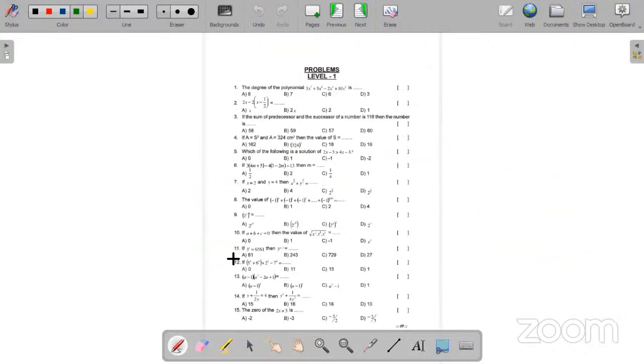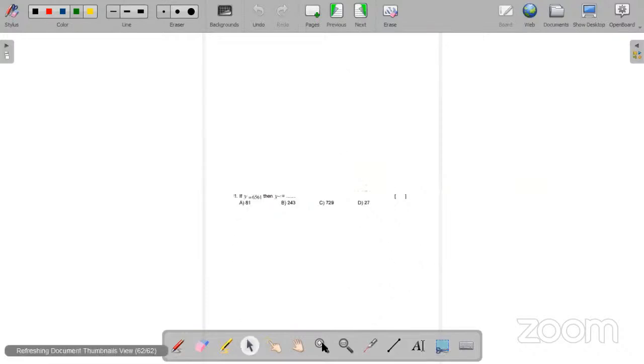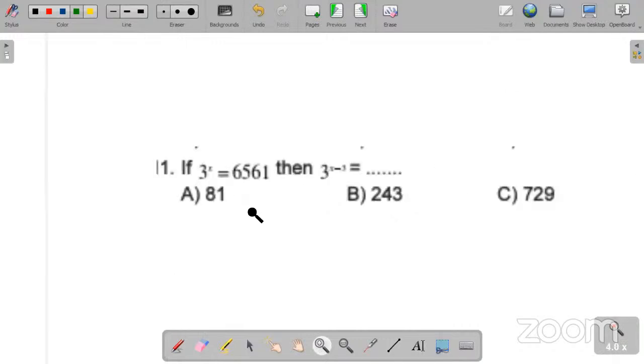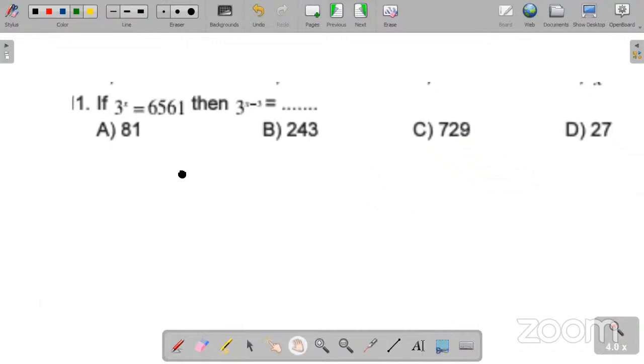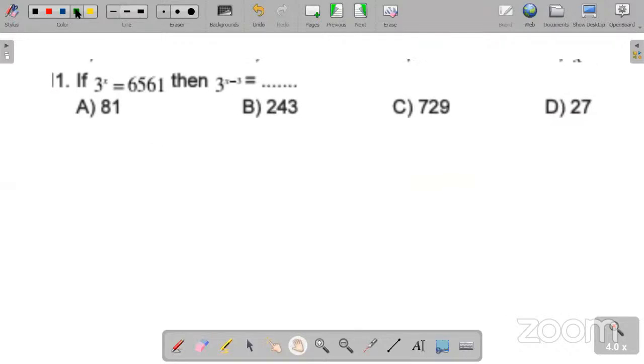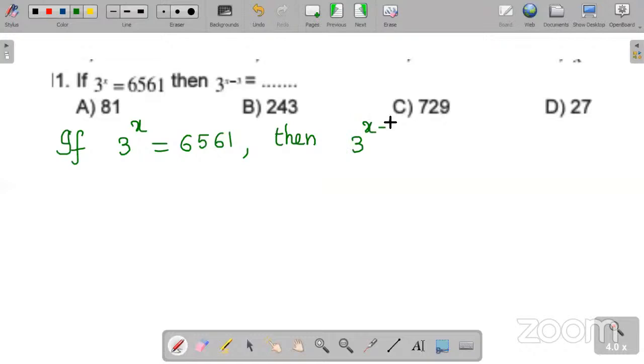Okay, let us move to the 11th one. Now let us try this question. Let me write this question once again. If 3 power x is equal to 6561, then 3 to the power of x minus 3 equals how much? This is the 11th question.